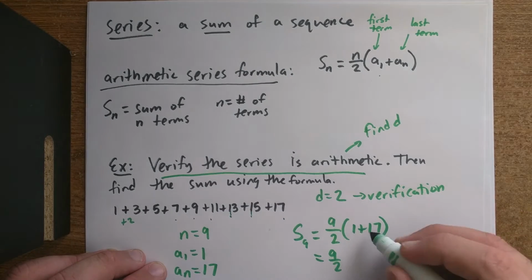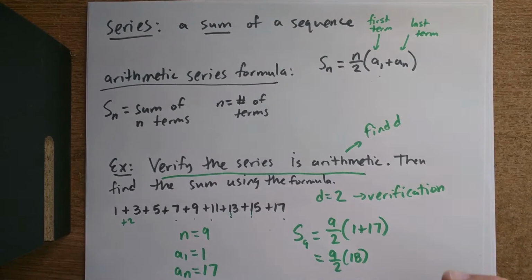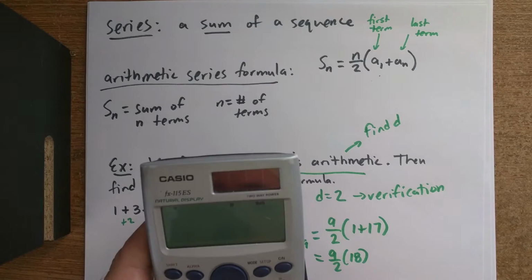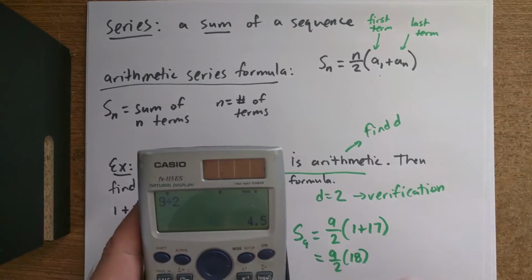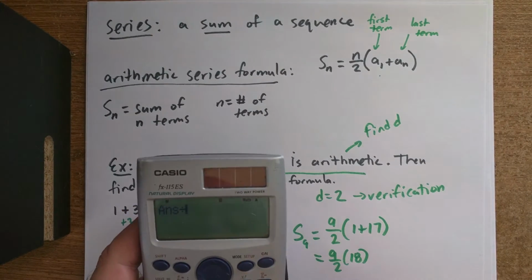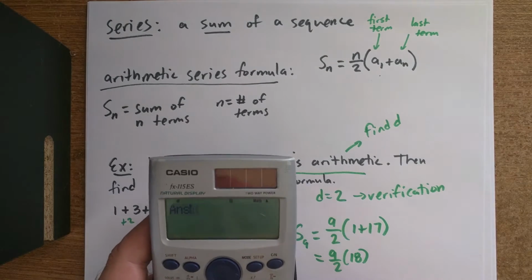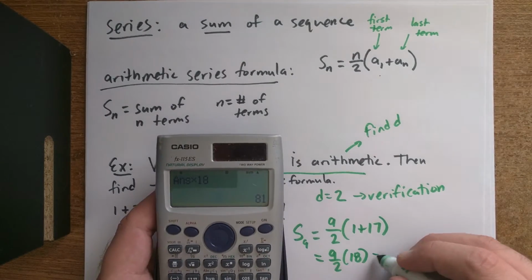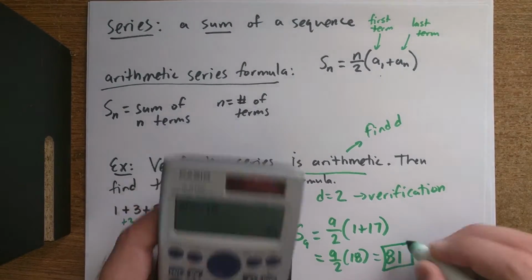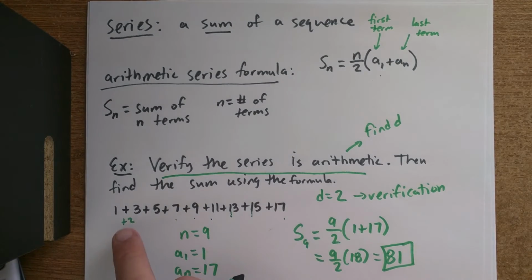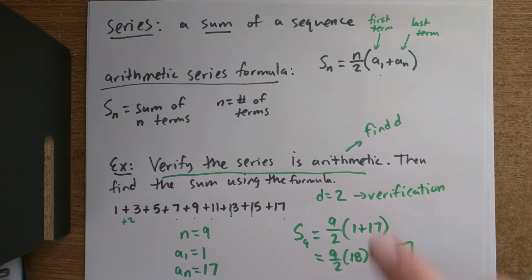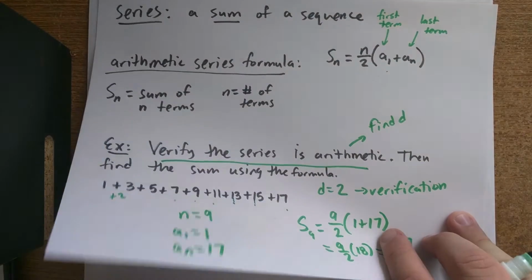Let's do order of operations. That becomes 18. And then we just do 9 divided by 2, which is 4.5, times 18. So that's 81. So if you were to add these numbers up, you would get 81. You can verify by doing it the long way. Again, the point is to practice the formula.